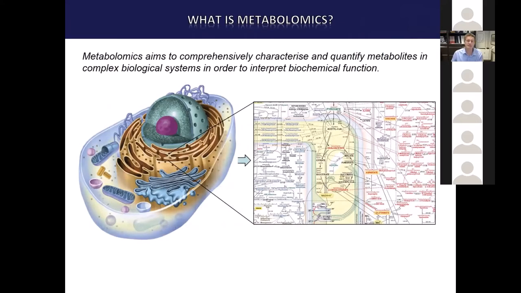So what is metabolomics? There are a number of different definitions if you Google metabolomics, but I think it's encapsulated in the text I've put up here. Metabolomics aims to comprehensively characterize and quantify metabolites in complex biological systems in order to interpret biochemical function. So in some ways, metabolomics is defined by the approach being to interpret biology, biochemistry, and the small molecule metabolism that takes place in cells and tissues, and indeed is also found in biofluids as well.